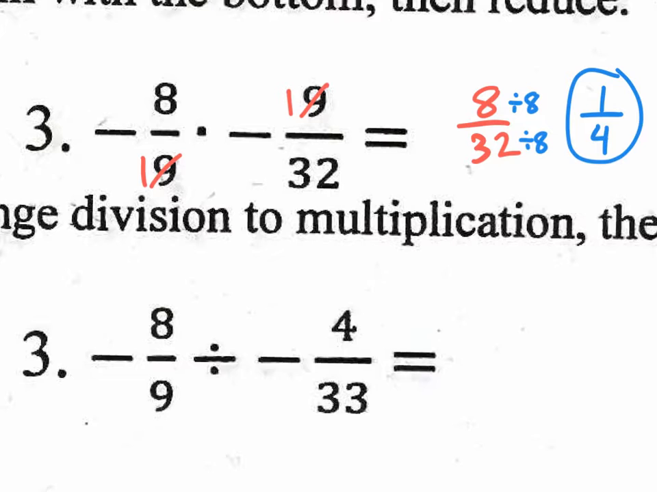Again, I could have, from this point, 8 up on top, 32, I could have seen that it's reducible by 8. So I could have just scratched that out and put a 1. 8 divided by 8 is 1. 32 divided by 8 is 4.